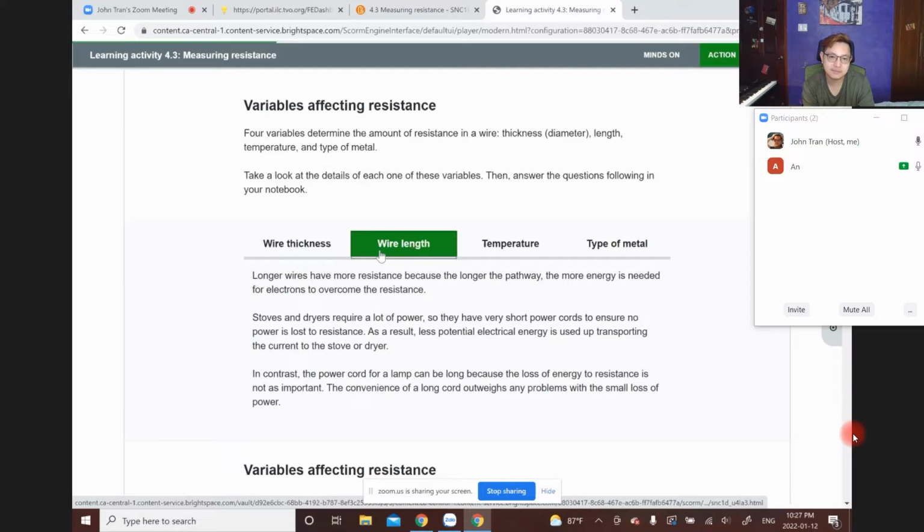Okay, let's continue. So they have a very short power cord to ensure no power is lost to resistance. As a result, less potential electrical energy is used for transporting the current to the stove and dryer. That's why the cord on a stove and dryer is so short. I don't like it at all, because you have to plug them into an extension cord. It's the same thing.